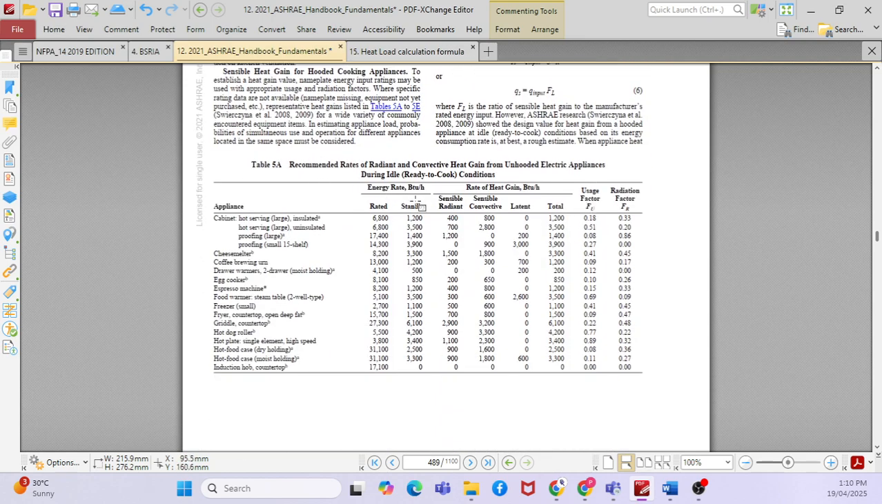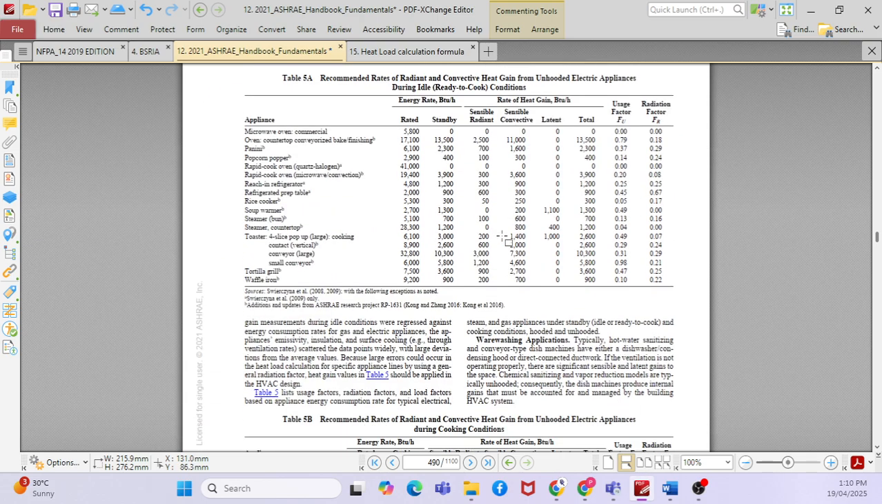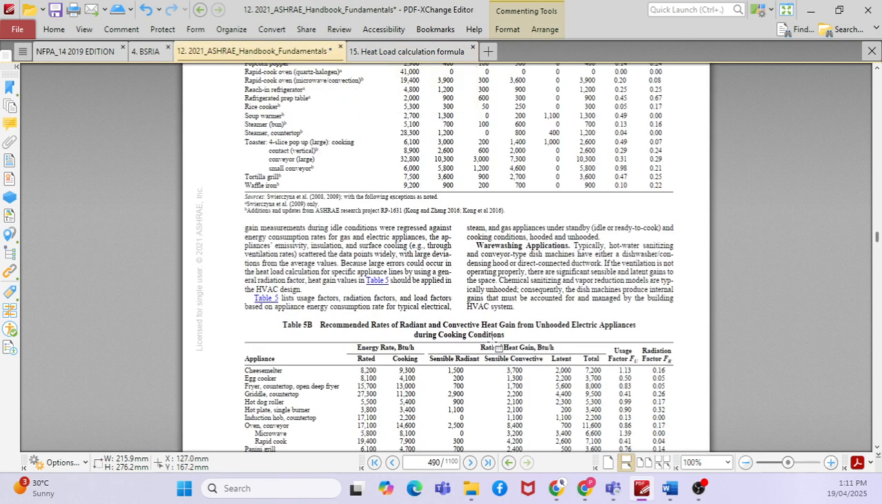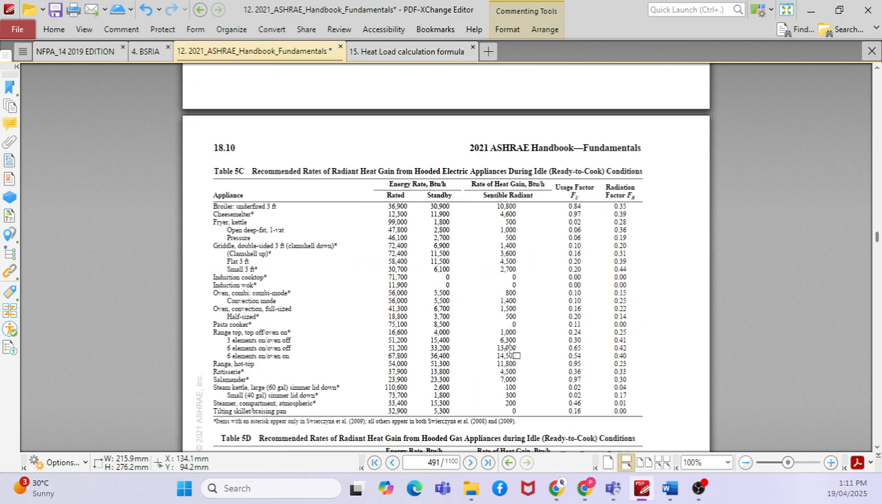Okay, then you have a... It was there in the summary, like you were showing. Yeah, this is a summary. But to get the idea of where it came from, you have ASHRAE, right?